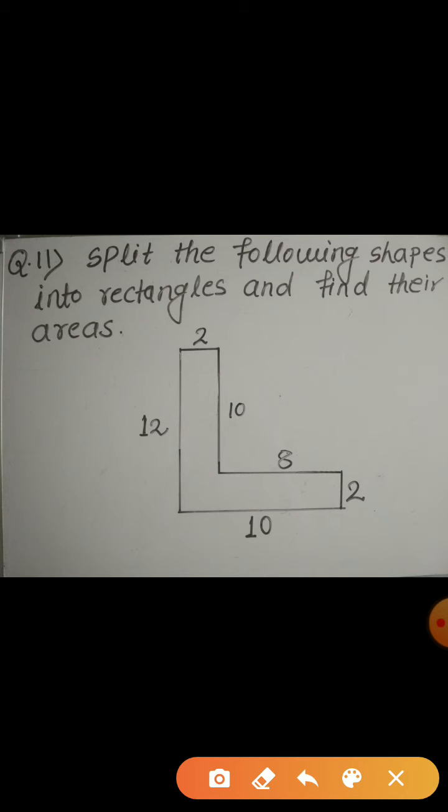areas. As you can see here, the first shape is an L shape. First of all, you have to split this shape into rectangles to find the areas. Right? So here I am going to split this shape into rectangles like this. So I will get two rectangles, 1 and 2.